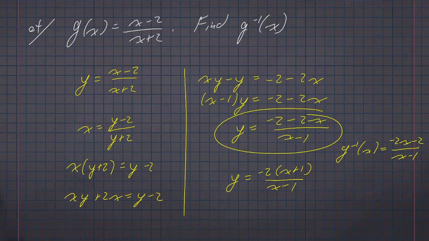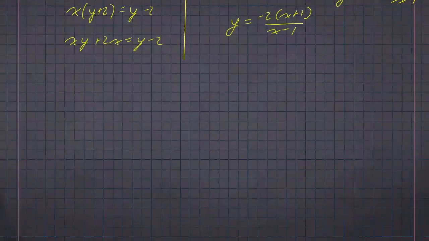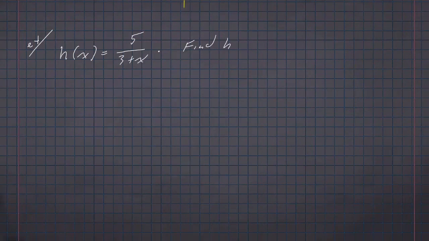All right. With that in mind, here's one for you to take a look at. h of x is 5 over 3 plus x. And I'd like you to find h inverse of x. Pause the video now. If you wait about 15 seconds, I will walk through this one on my own. So pause the video and try it, see what you get first.